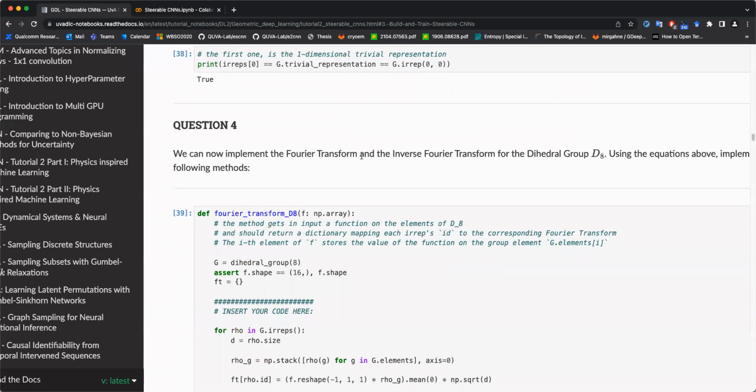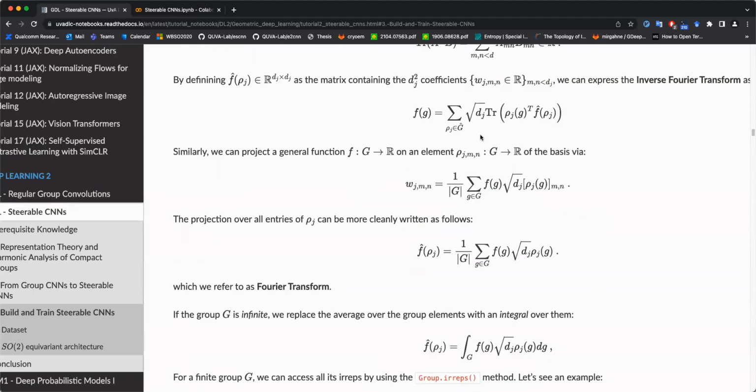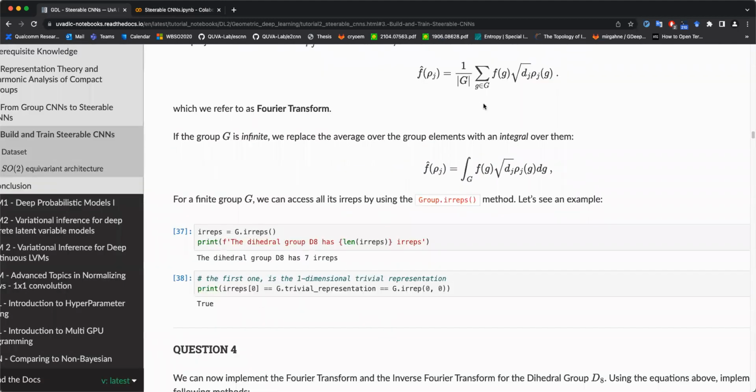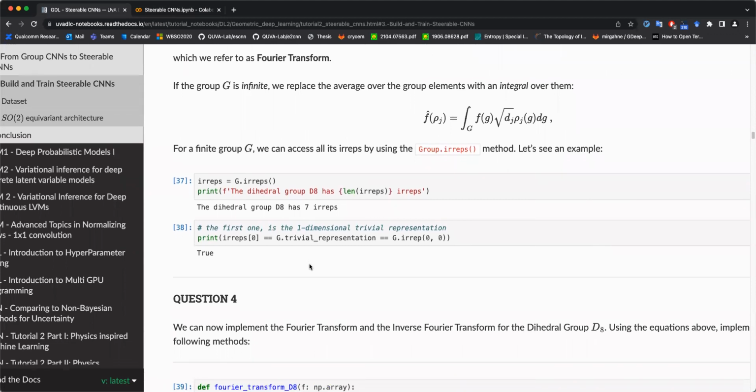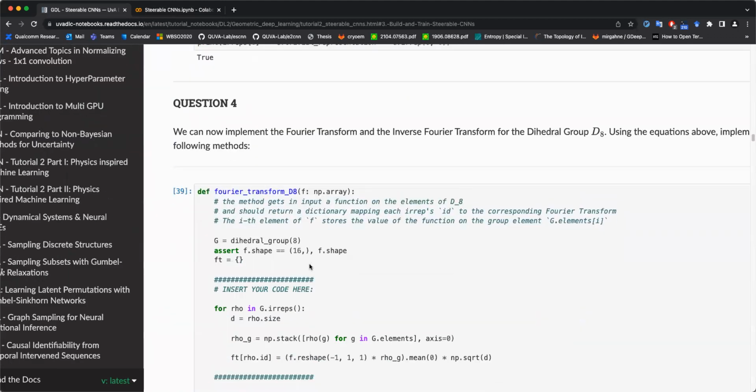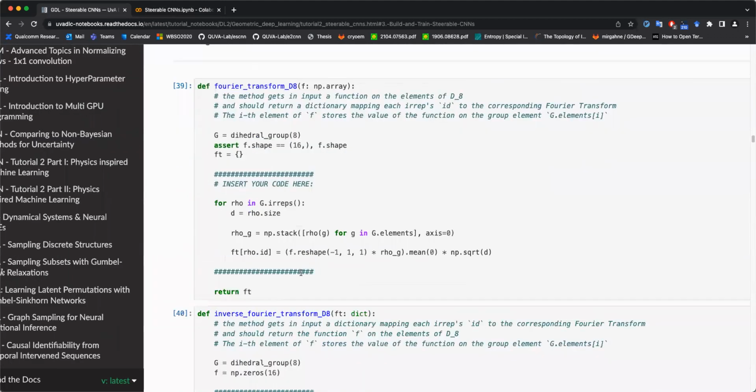In these questions now, I'm asking you to implement essentially this inverse Fourier transform and this Fourier transform by using all the tools I provided you. So you have access to the IREPs, you have access to the regular representation, you can combine IREPs, so you can try that yourself. I have already the solutions, and I don't know if it's really worth going through every line of code, but you can see it's not really complex. You just have to instantiate every IREP, right?